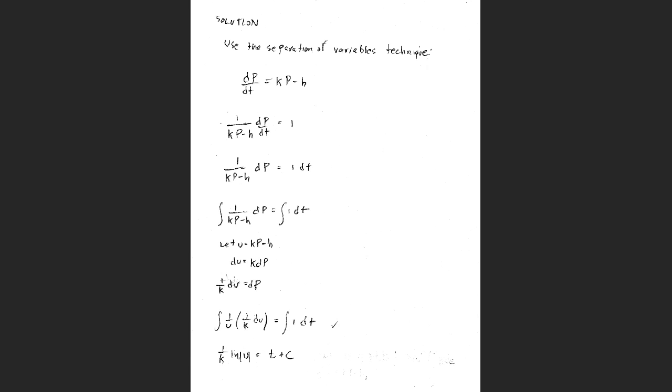But dP/dt is equal to k times (P minus h). Divide both sides by k times (P minus h). Okay, and then you can separate the variables. You'll make a substitution. You'll let u equal k times (P minus h). And it turns out you'll have 1 over k times the log of the absolute value of u equals t plus c. When you integrate both sides, you'll get this.